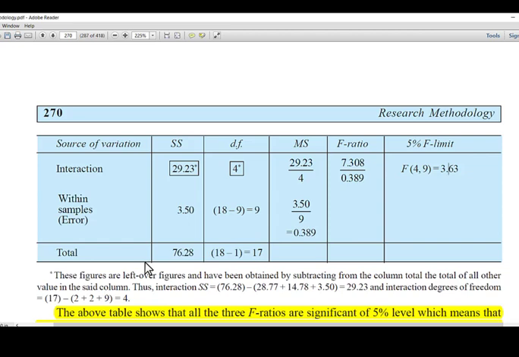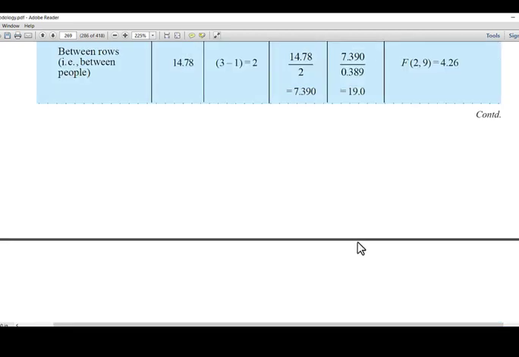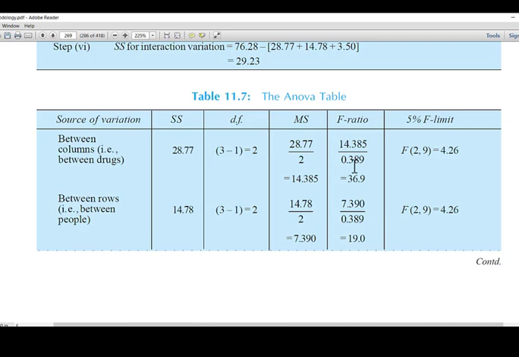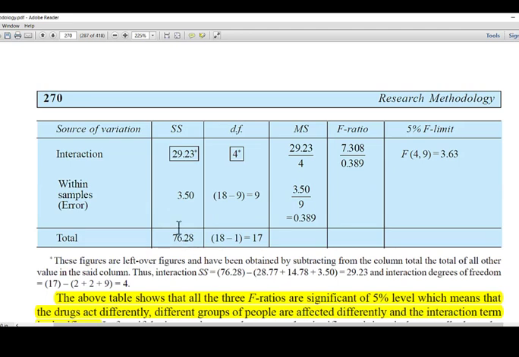And after this we compare these calculated values of F ratio with the F values we get from the table for 5% level of significance. And here the F ratio is 36.9. It is much greater than the tabulated value. How is this tabulated value found out? That is simple, because V1 is 2, and this 9 we have taken corresponding to the error. So 2 and 9.